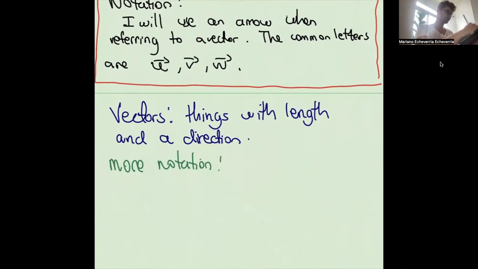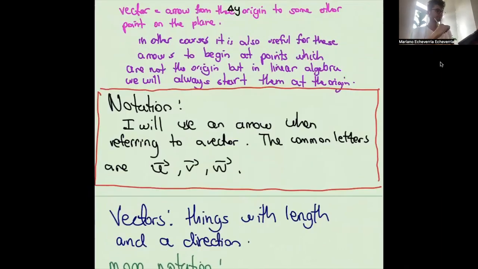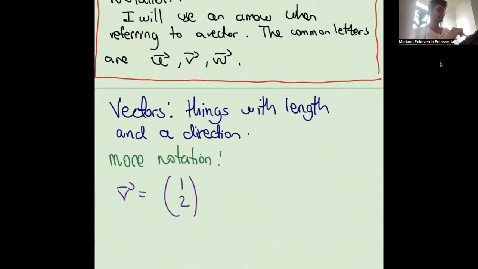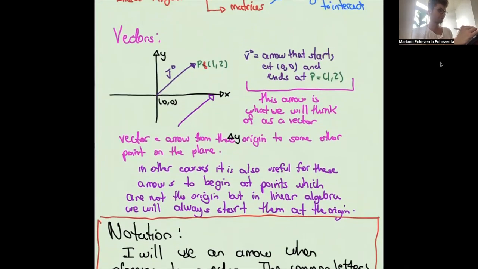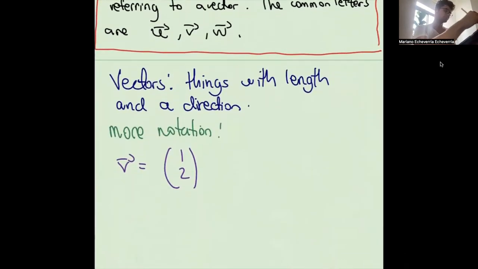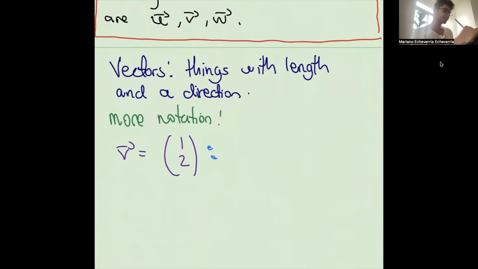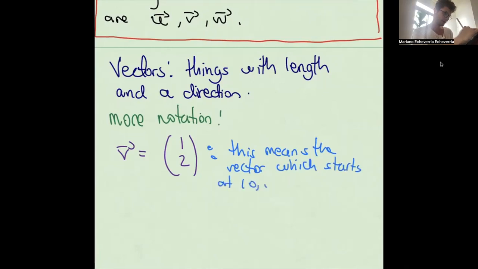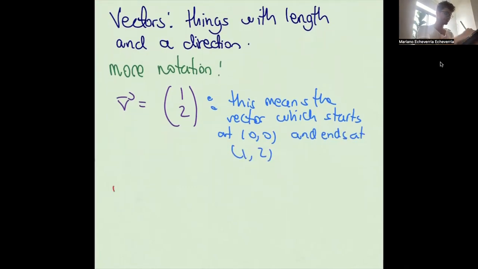If I write something like V equals 1, 2, by that I just mean a vector. It is a vector because I'm putting an arrow on top of it. I'm trying to emphasize that it's a vector, but notice the only difference from how you would typically write a point is that now I'm entering the entries vertically. So if I write something like this, this means the vector which starts at the origin and ends at the point 1, 2.